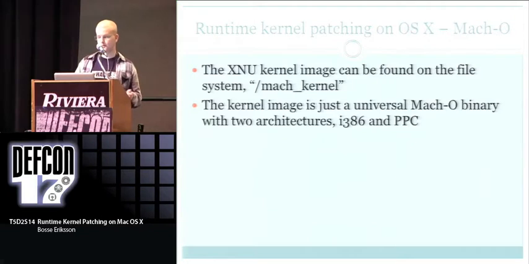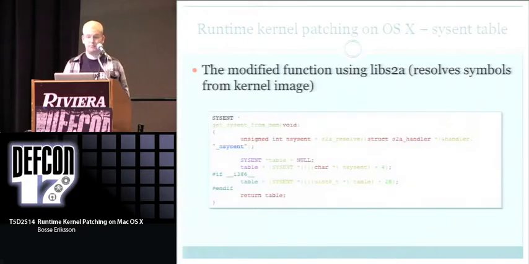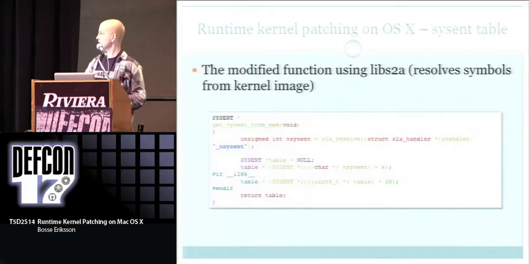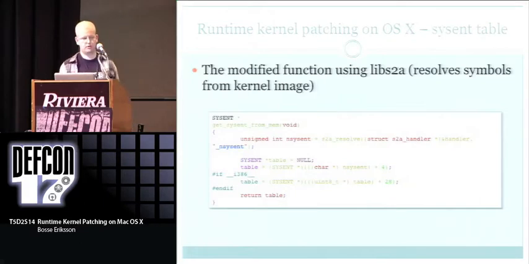The kernel is a universal Mach-O binary with two architectures, I386 and PPC. So just read up on how the file format is, and you can parse it pretty easily. I even have some tools to do that, which I'll give to you later. So basically, the modified function looks like this. It's S2A resolve, a library I threw together to resolve symbols from the kernel. So we don't change anything, we just resolve it from the kernel on the disk.